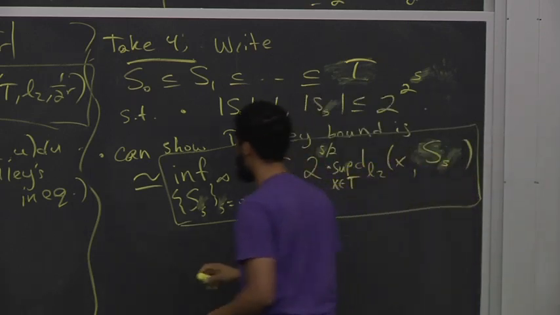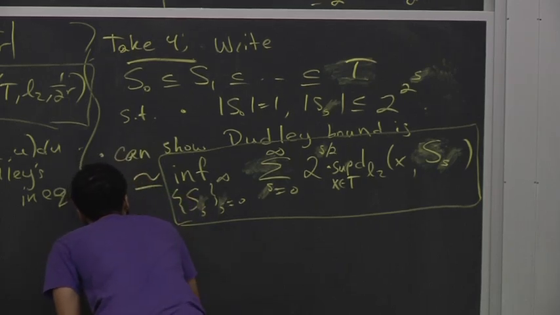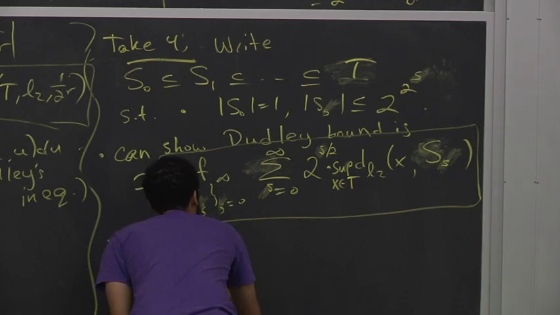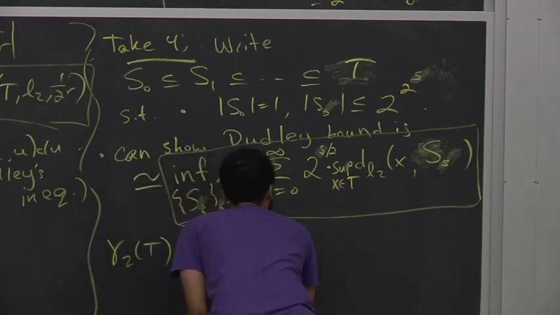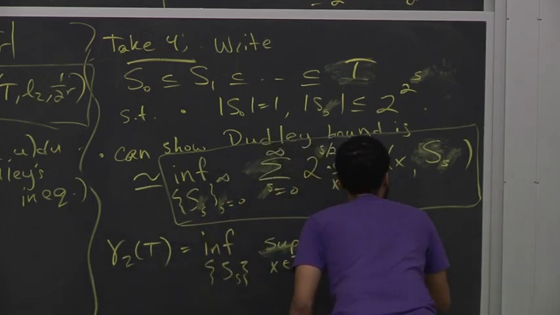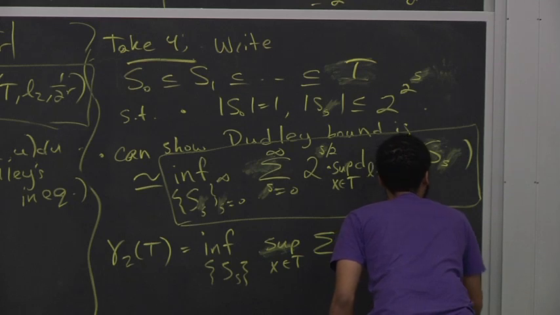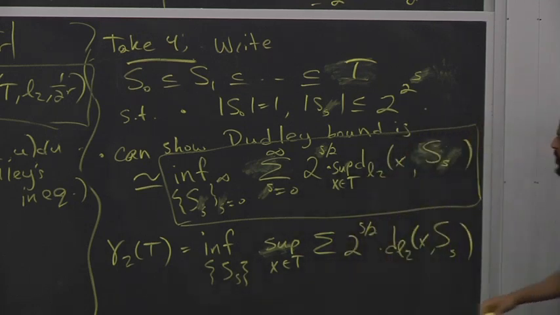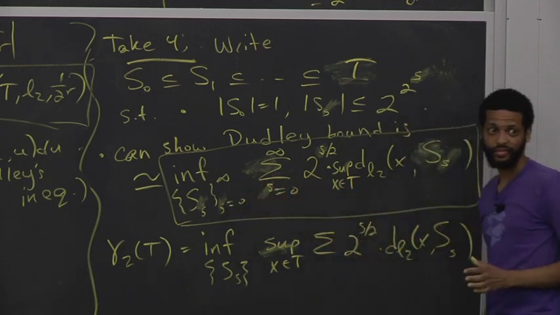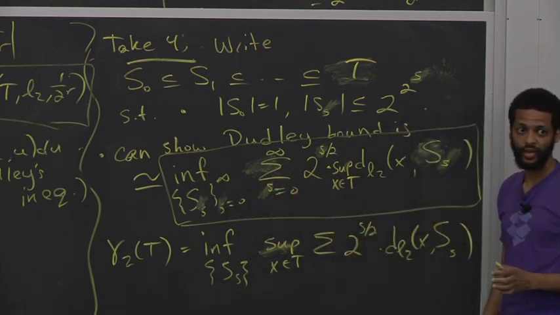And then take 4 is define something called gamma 2 to be the inf over these S's of the sup over x of the sum 2 to the s over 2 times the distance in L2 from x. So basically define gamma 2 to be the same thing, but where you pull the sup outside.